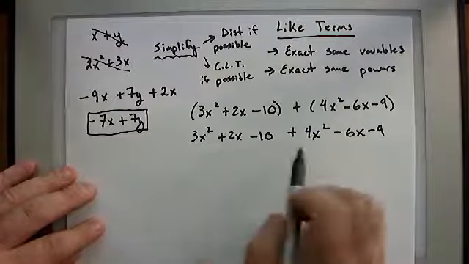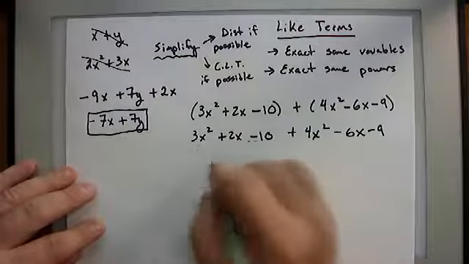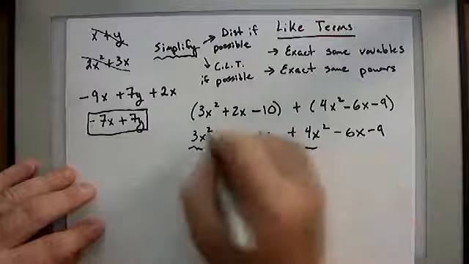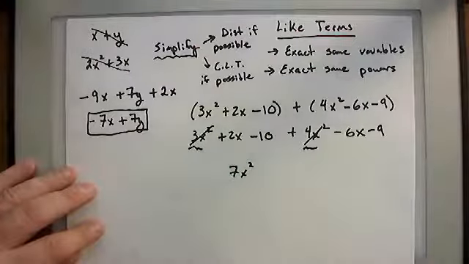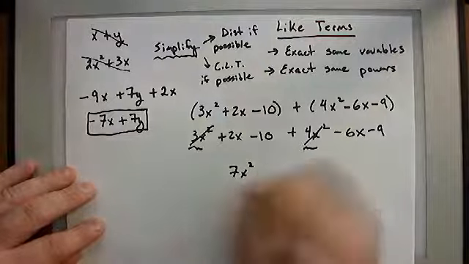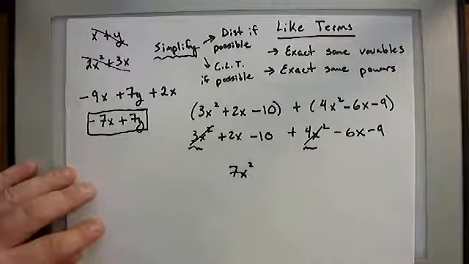Remember, we like to do the highest power first. So 3x squared and 4x squared is going to give us 7x squared, because you're just adding. The powers will not change. You have 3x squared, you have 4x squared, you're going to have 7x squared. Remember, when did the powers change? When we multiplied them, right?